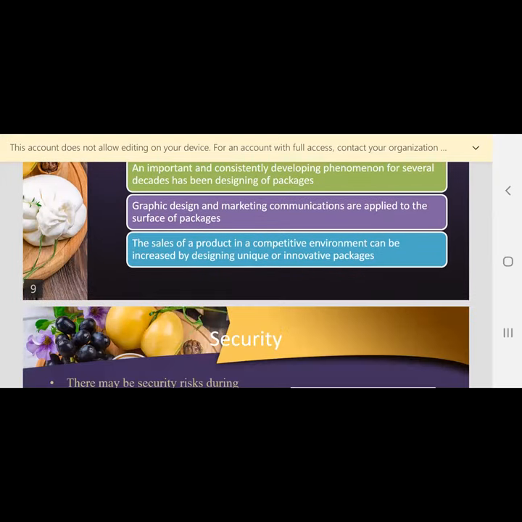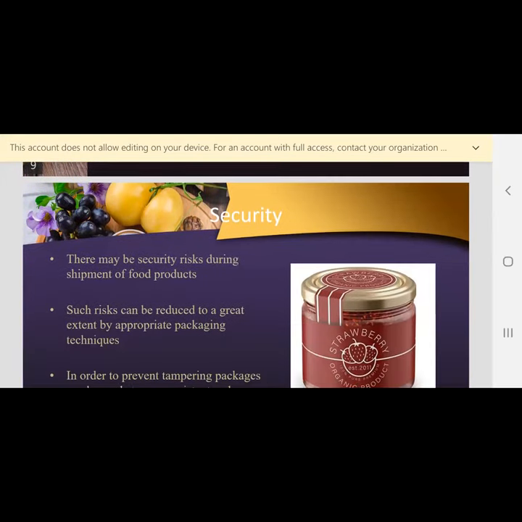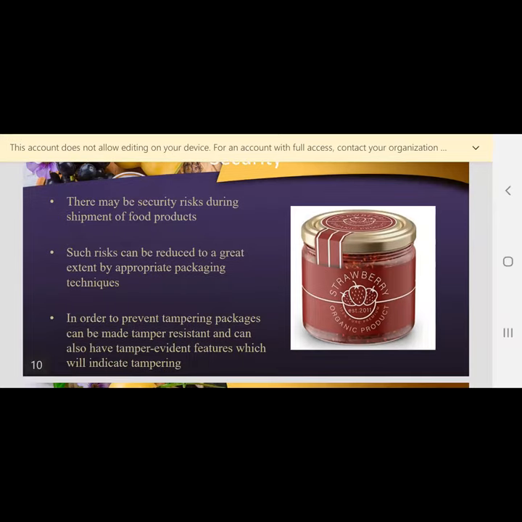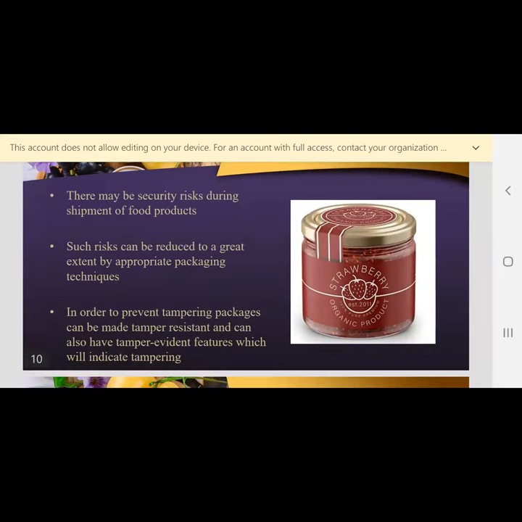Okay, and next comes the security part. So there are many security risks, any sabotage, any chance of mishandling, intentional or unintentional. So for security purposes also, packaging plays a vital role. We all know the tamper-proof packaging, in the picture you can see that.